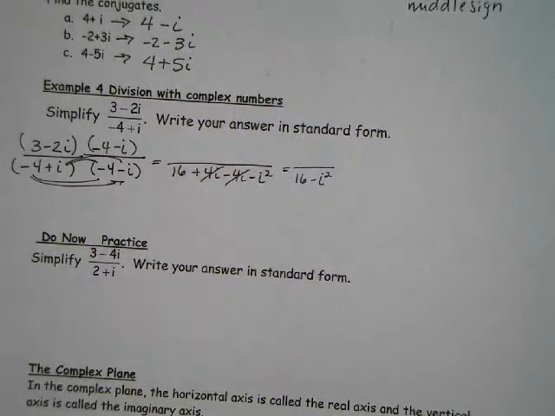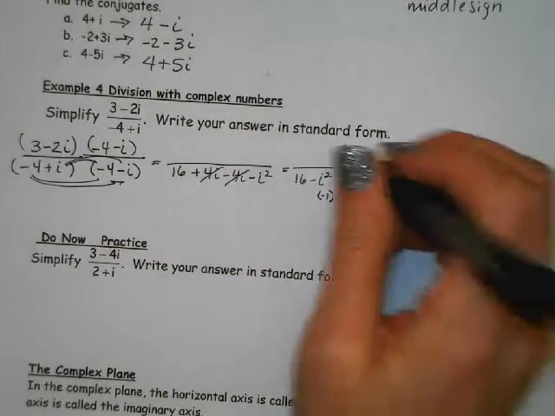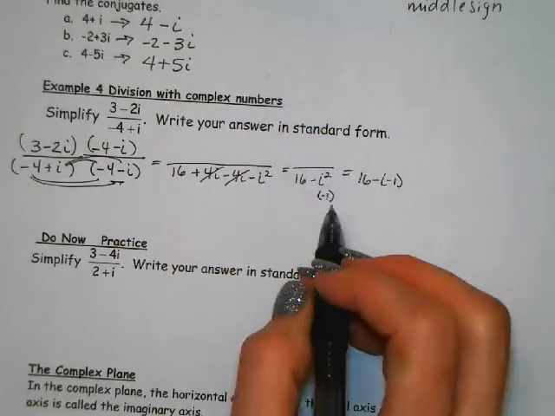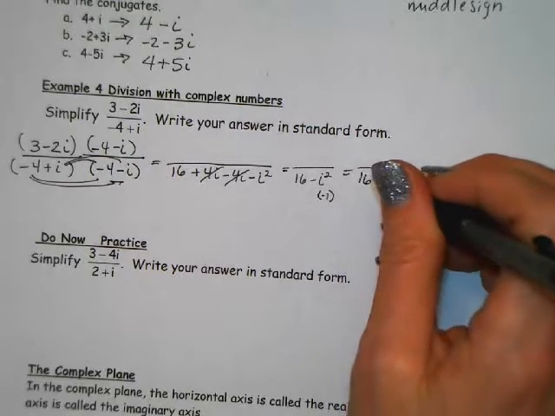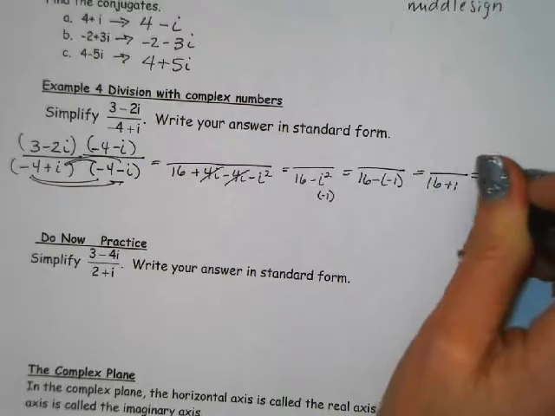Because I have an i value that has an exponent other than 1, I can actually do the substitution that we mentioned. So i squared we know to be negative 1. So I could rewrite this as 16 minus a negative 1. I can substitute negative 1 for i squared. And then therefore this becomes 16 plus 1, which then becomes 17.